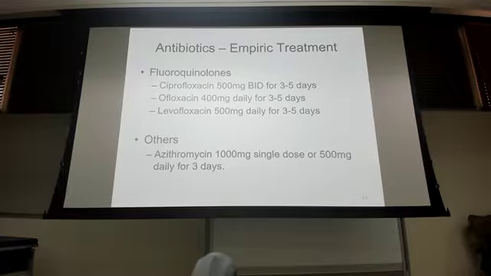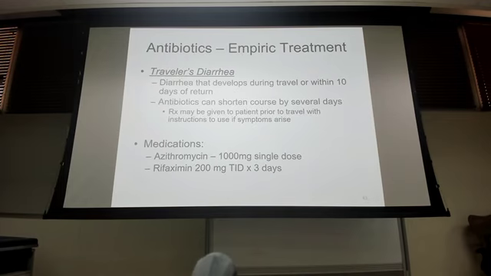So you can do Cipro or any of the fluoroquinolones. I'm not going to ask you about the exact therapy, but you can do a fluoroquinolone for empiric. Also azithromycin. Traveler's diarrhea, as I mentioned, is during travel or within 10 days of return. Research is saying antibiotics can shorten the course of that traveler's diarrhea by a few days, and you can give the prescription to the patient prior to travel to use if they do get those symptoms.